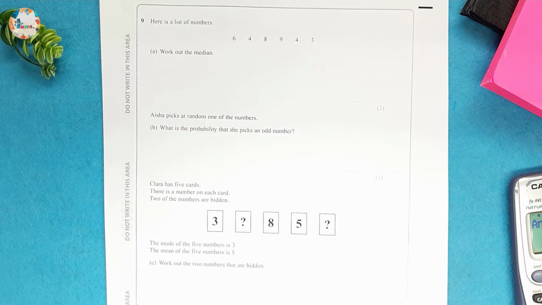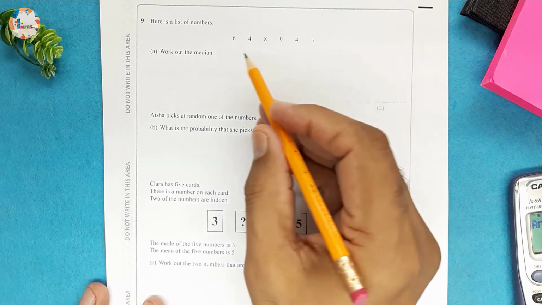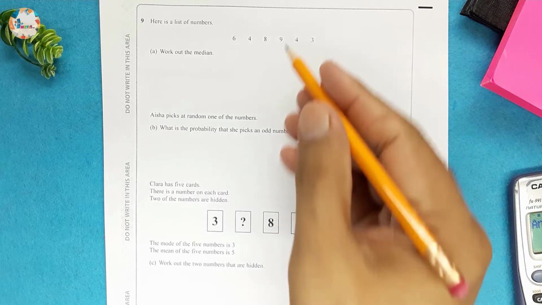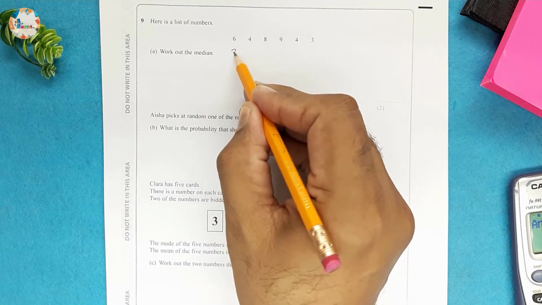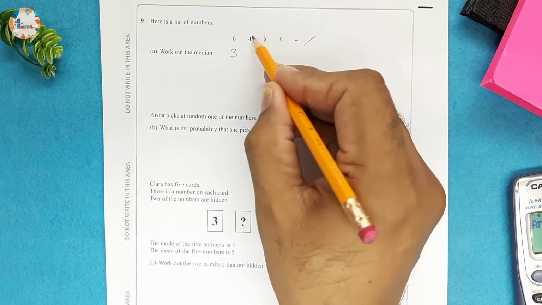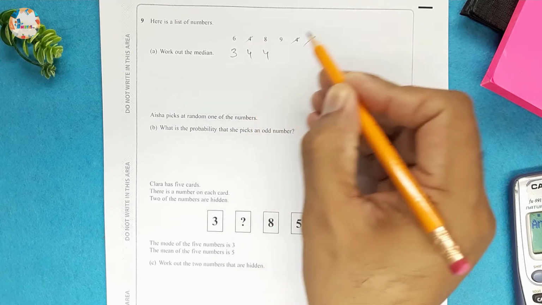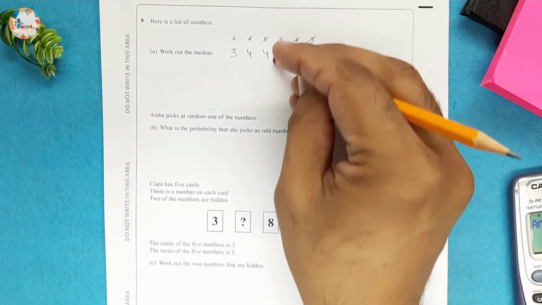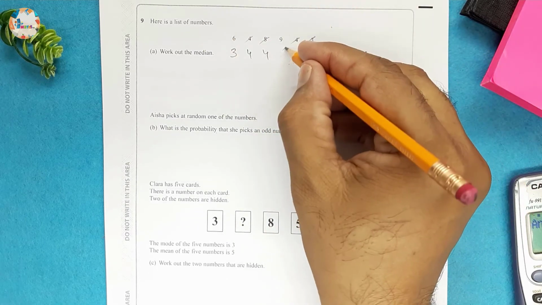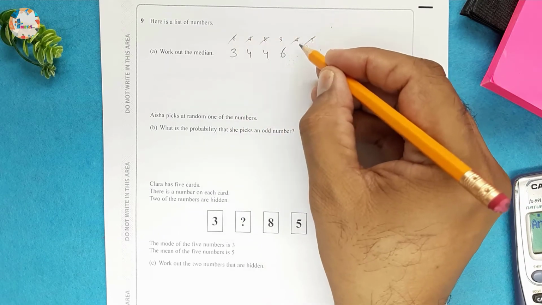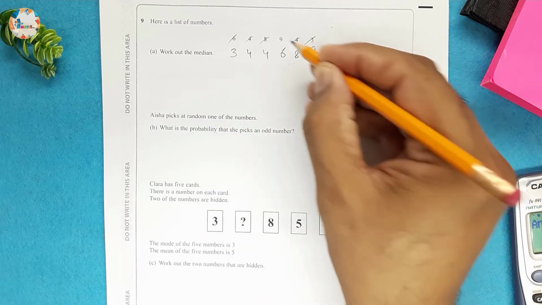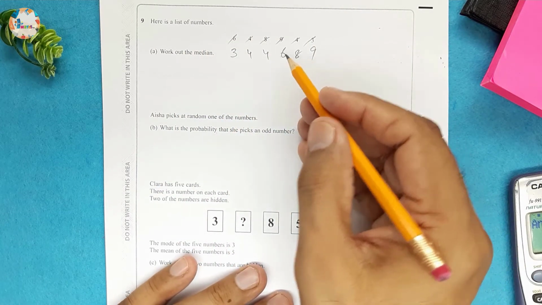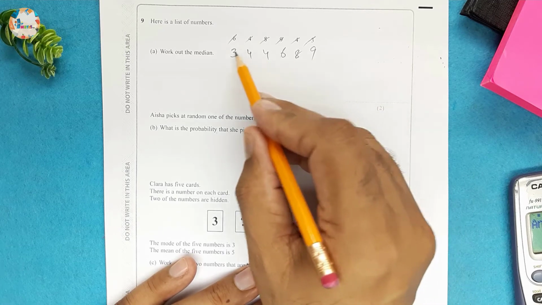Question number 9. Here is a list of numbers. Work out the median. The median will be the middle value. For the middle value we have to arrange them first. So 3 will be the first one, then 4 and 4, then 6, we missed 6. Then 8 will be here and 9 will be at the last. So after arranging in ascending order, we will check for the middle value.